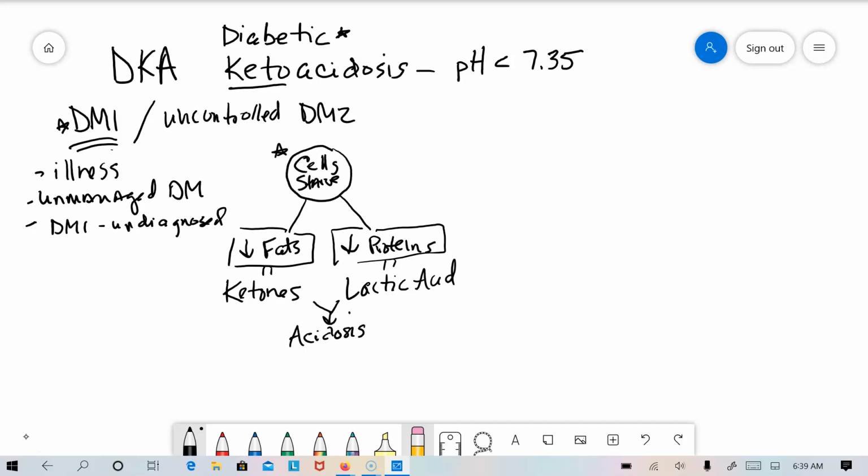So if it's illness, we need to correct the illness. If it's because of unmanaged diabetes, we need to help that patient get their diabetes under control. And obviously, if it's undiagnosed, then we need to get a handle on that. So typically, early on, patients with diabetic ketoacidosis will complain of nausea and vomiting, abdominal cramping.